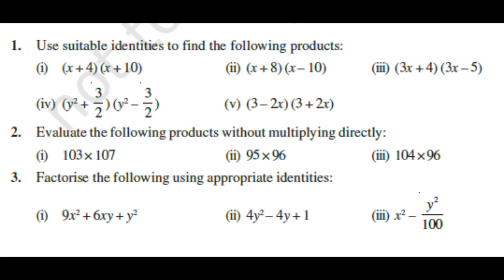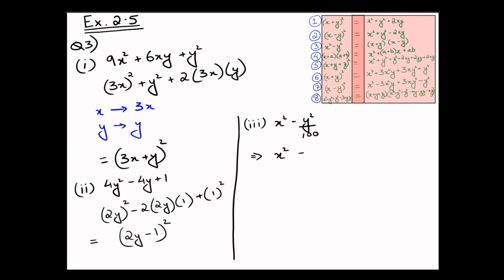The third part of this question is x square minus y square by 100. If I am to write these in their perfect squares, I will get x square minus y by 10 whole square. I can use identity number 3 over here, which is of the similar kind, and write this as x plus y by 10 multiplied by x minus y by 10. And that solves question number 3 for us.